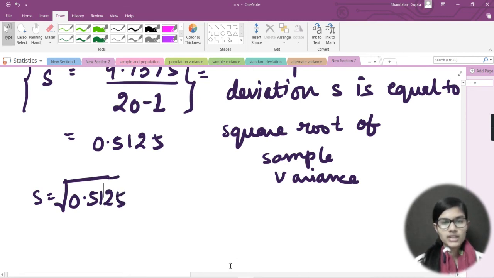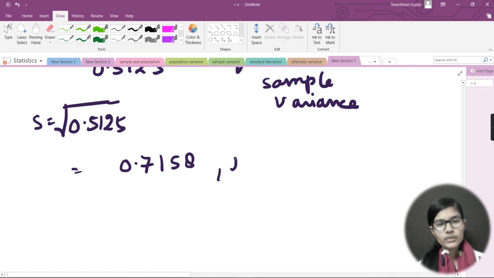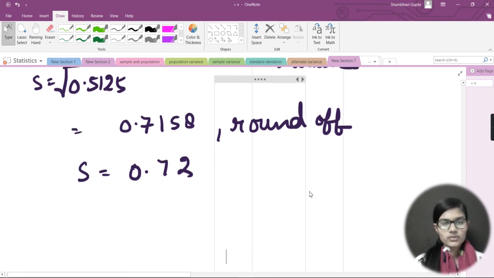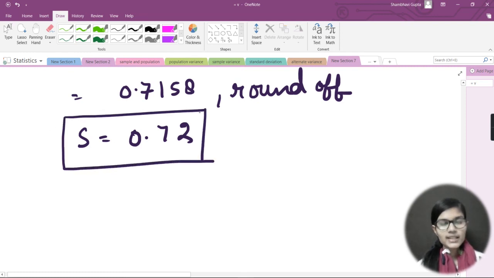Let me go down and write the final thing here. The output I would be getting is something like 0.7158. Now I would round it off, and after rounding off I get 0.72. So my sample standard deviation for this question is 0.72, which I just found out. Basically, this is the way we find the average and the sample standard deviation for our question, right?